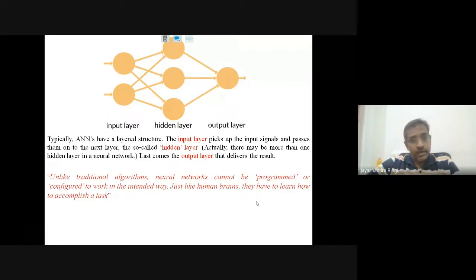They are configured to work in the intended way, just like human brains, which have to learn how to accomplish a task. So where is this learning process coming from? It comes from the nonlinear mathematical function you programmed in each perceptron. I'll tell you which functions we'll use. According to the nonlinear functions we are using in those perceptrons, the data processing takes place accordingly.